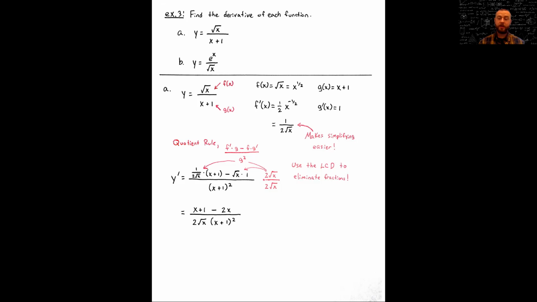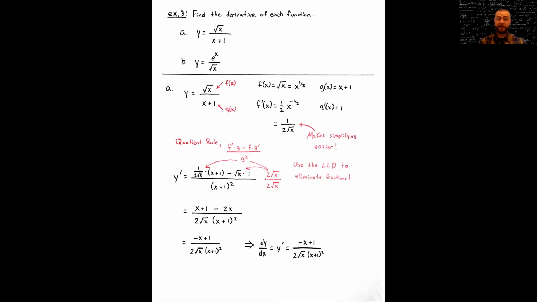Now just notice the 2 square root of x that was in the denominator in red there also distributed to the denominator. So we have, for our denominator of y prime, 2 square root of x times (x plus 1) squared. The benefit of going through this is we no longer have fractions within the numerator. We just have a single big fraction rather than a fraction where the numerator contains fractions. And that's really the key to simplifying our answer for the derivative here.